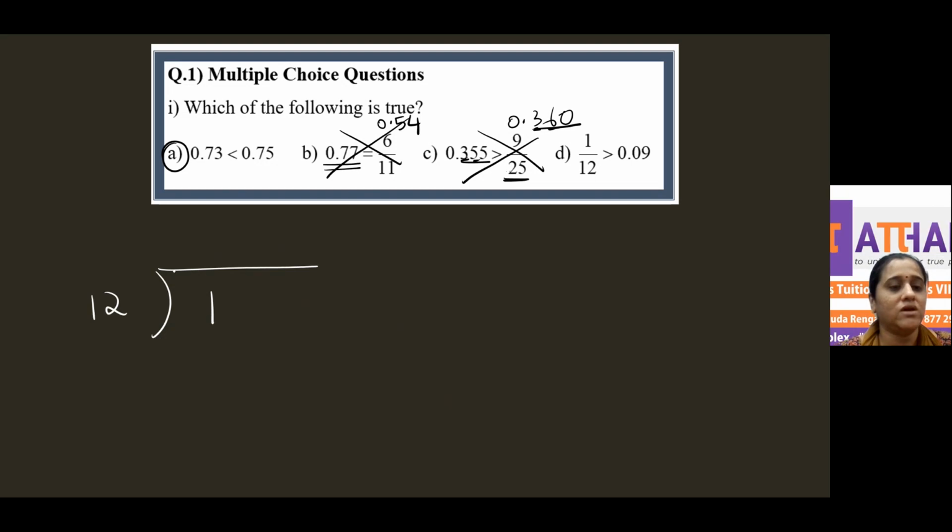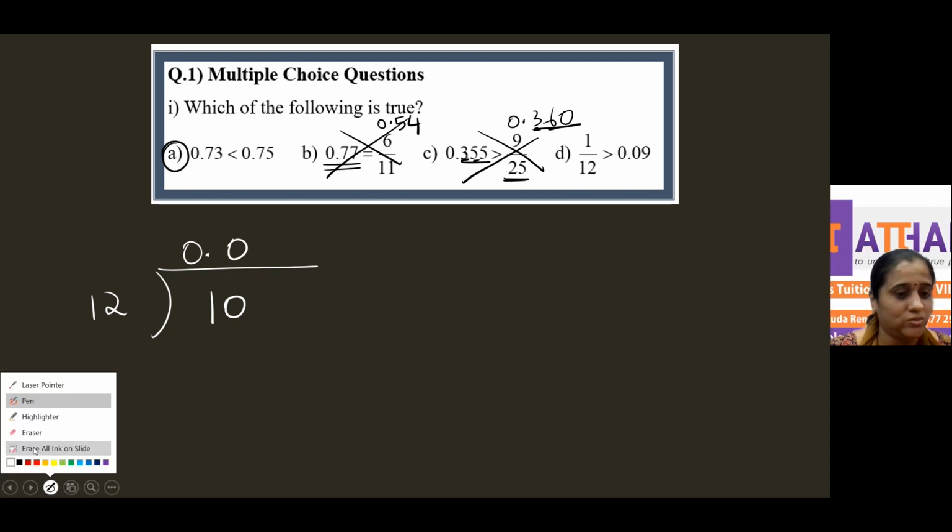One divided by 12. So say 0 point. Now you can add a 0. You can add a 0. Now 12 zeros are... maybe you have not learned in school like this, but you learn it now. This is easy to do. Okay, this is easy.